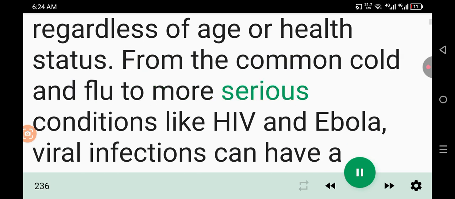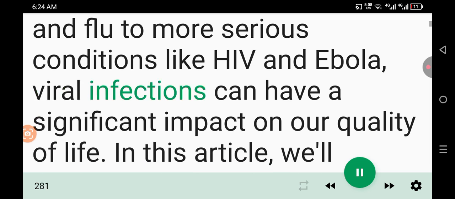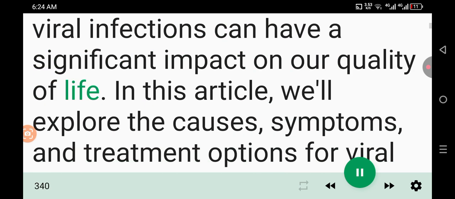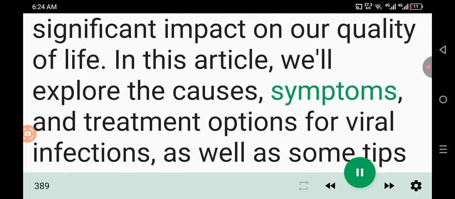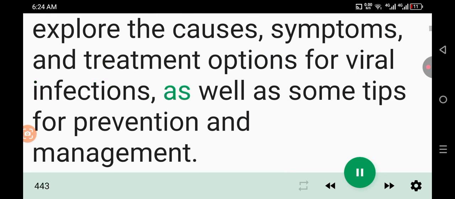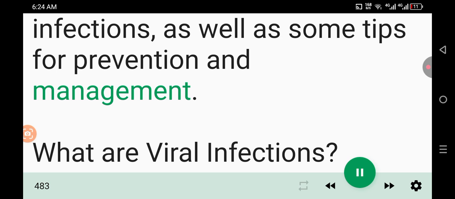From the common cold and flu to more serious conditions like HIV and Ebola, viral infections can have a significant impact on our quality of life. In this article, we'll explore the causes, symptoms, and treatment options for viral infections, as well as some tips for prevention and management.